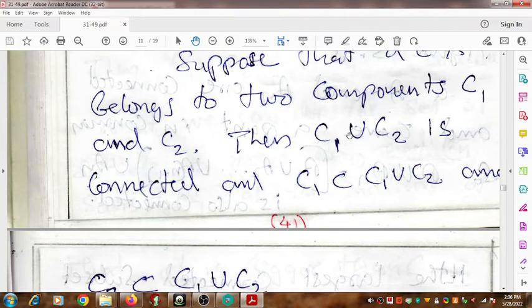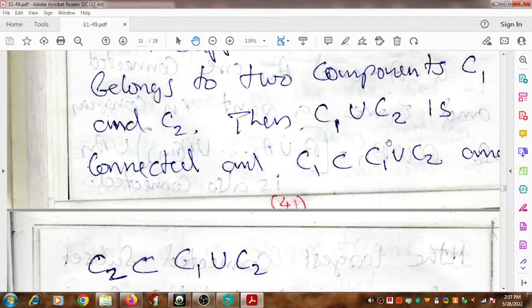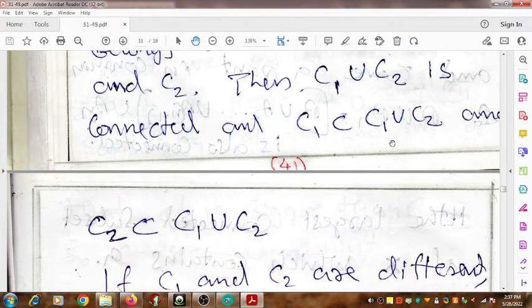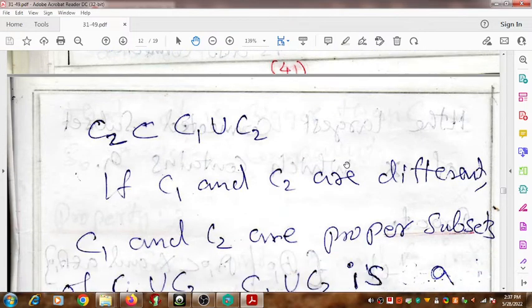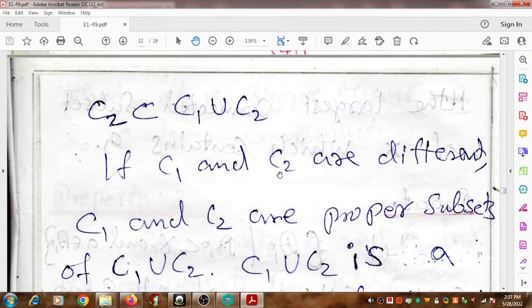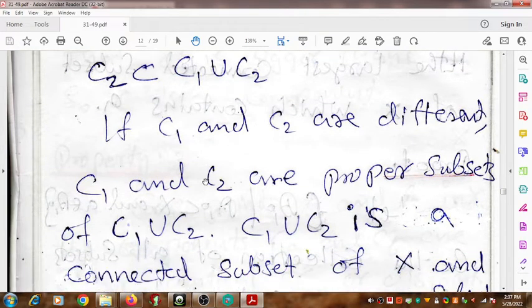But what we have obtained says that C1 can be contained in a bigger connected part. That is, C1 is contained in C1 union C2, and C2 is also contained in C1 union C2. But that's a contradiction. It contradicts the maximality of the components, since C1 and C2 are components of maximum size and cannot be properly contained in some other connected set.